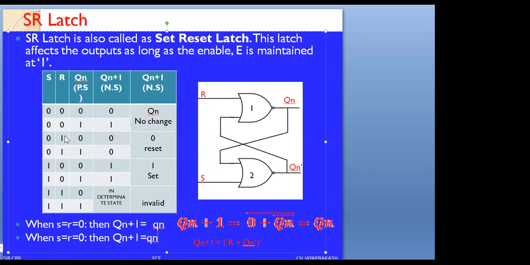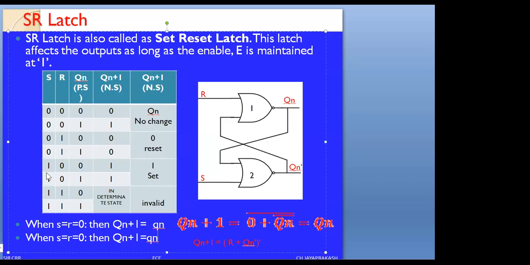Similarly, the second condition, S equals 0 and R equals 1. This condition is called the reset condition. Remember it simply: since R got 1, this is a reset condition. That means whatever the previous value in the flip flop, that will be erased and the value will be reset. And reset means 0 is set. That is Q of n plus 1 equals 0 for S equals 0 and R equals 1.